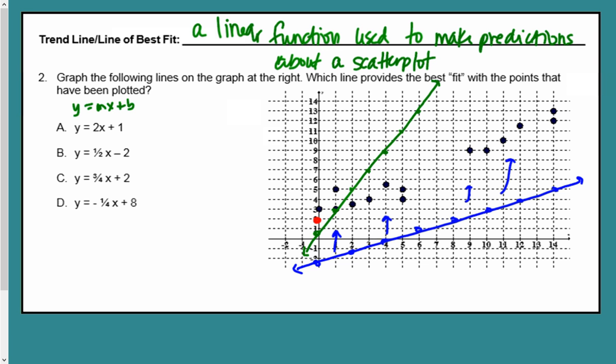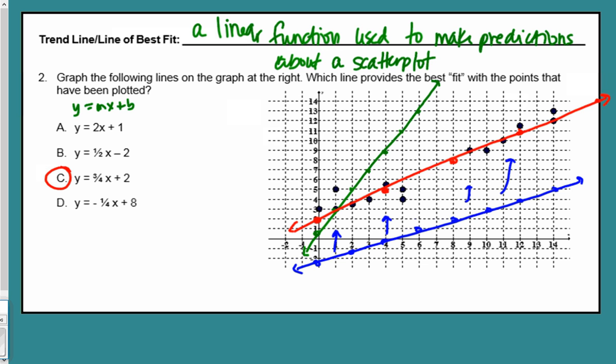Y-intercept of 2, 3/4 is our slope, so up 3 over 4. Draw this line. That line does align with the coordinates on our grid. So of the choices that we have, letter C makes the most sense. It goes along with our points the best, okay?